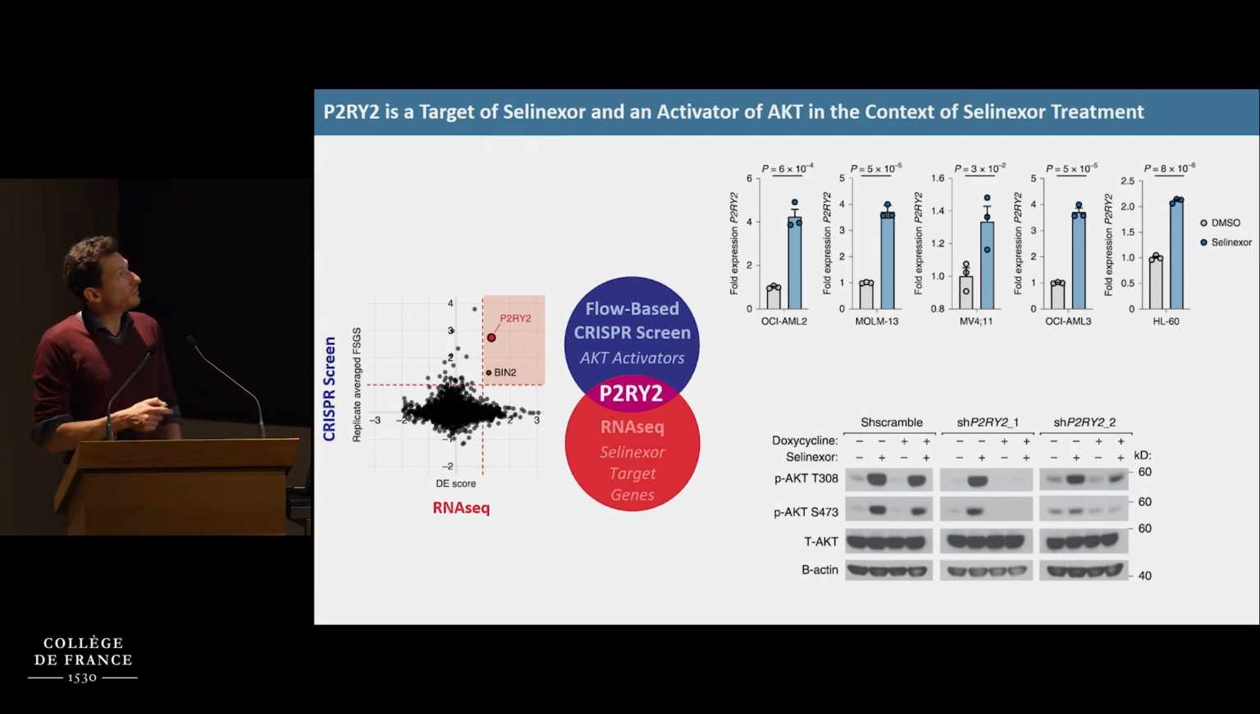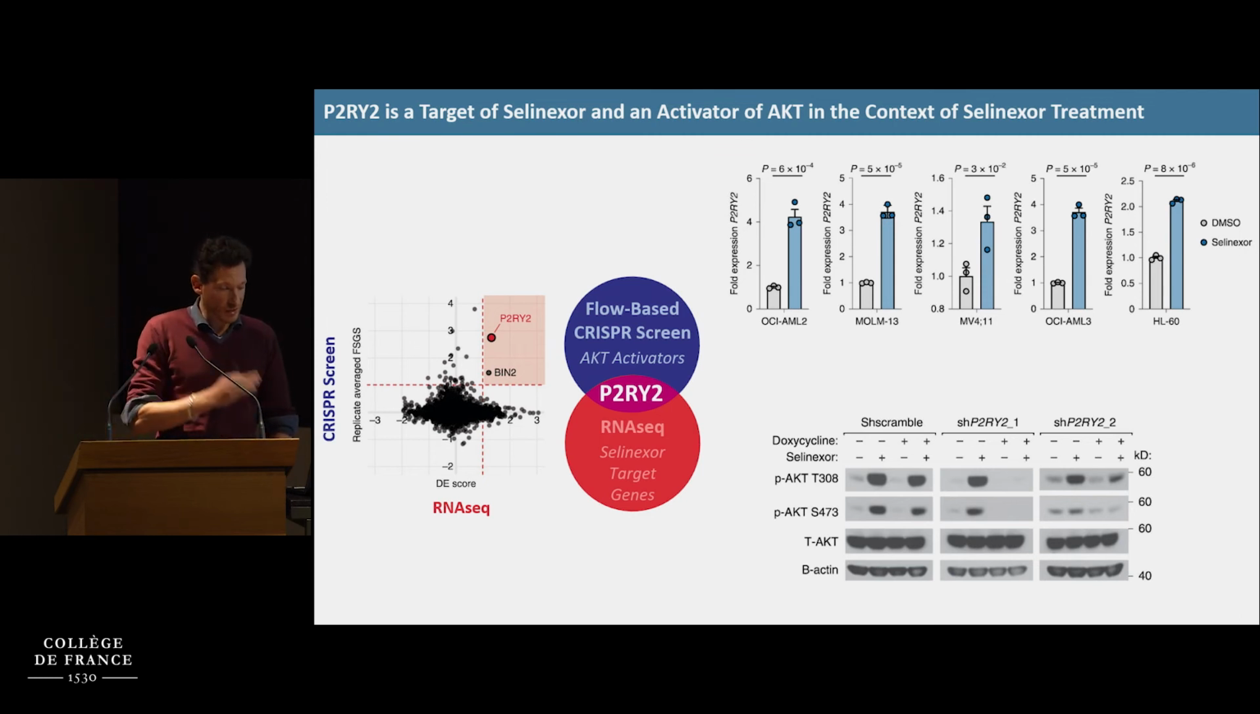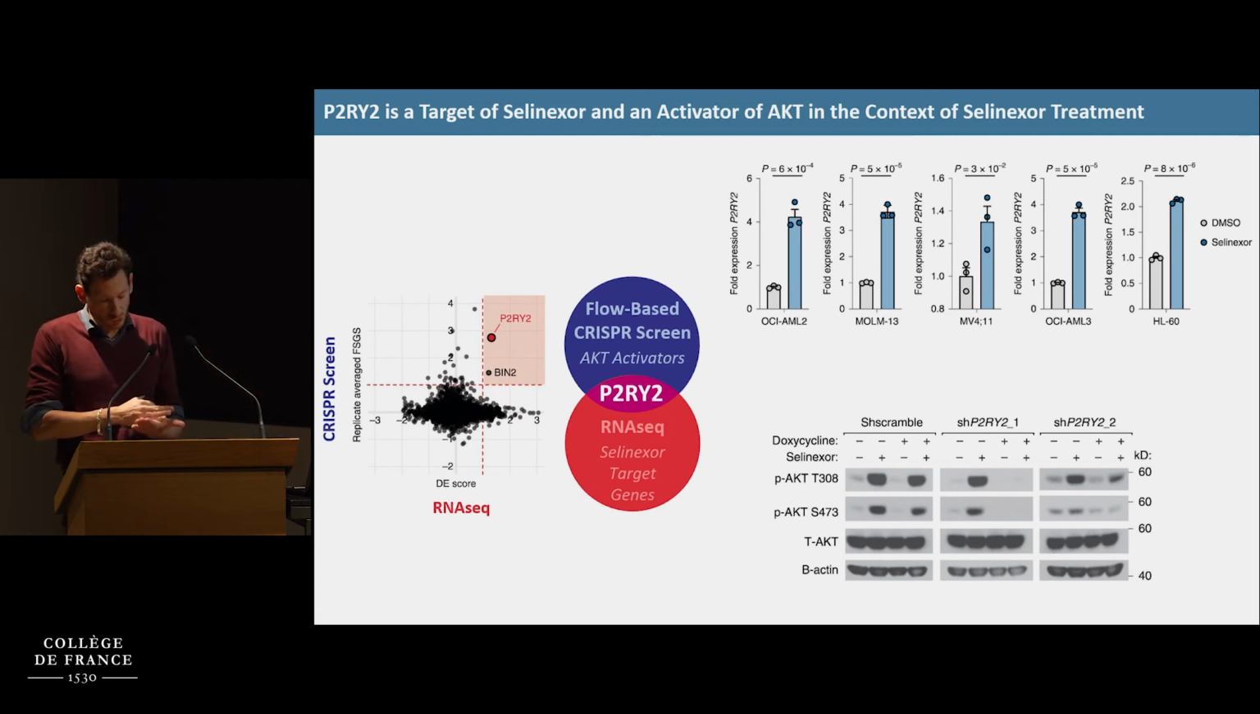We validated that the purinergic receptor was indeed more expressed in the context of selinexor treatment, here by RT-qPCR, and we confirmed also, using 2 different shRNAs targeting P2RY2, that its suppression upon selinexor treatment decreases AKT activation. So this suggests that selinexor is able to promote the expression of P2RY2, and that P2RY2 in turn activates AKT signaling.